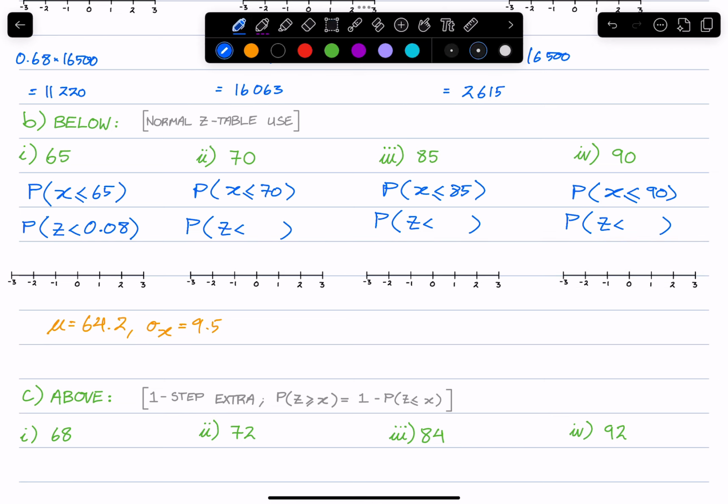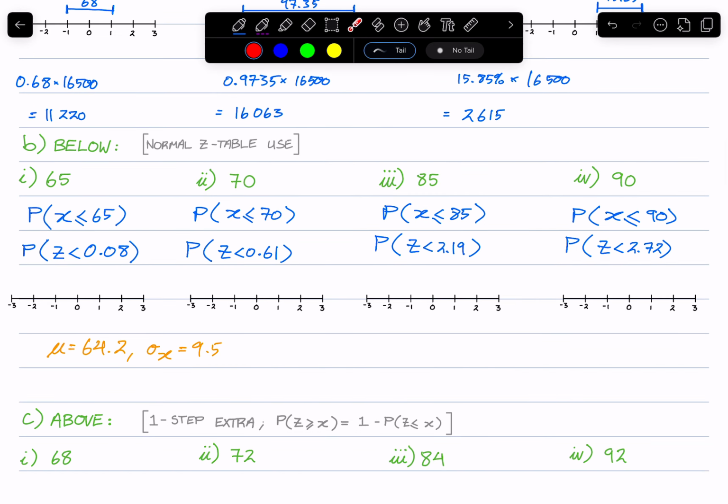So we're still working with finding the notation. For these three, I'm going to use my physical calculator. It's just a lot faster. So 70 minus the mean over 9.5. You should be getting a Z-score of 0.6105, but I'm going to leave it as 0.61. If we were to do this now for the 85, you should get 2.19. And for this last one of 90, you should be getting 2.72. So these are the equivalent Z-scores of what we're seeing here.